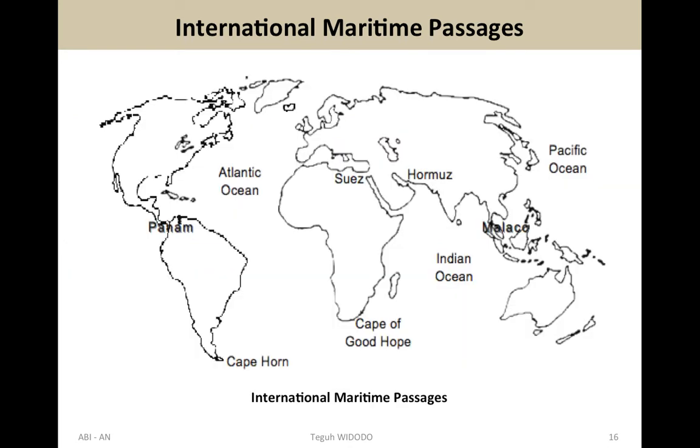And in this map, we can look at the international maritime passages. Panama is in South America, and then Suez in the Middle East, and then Hormuz also in the Middle East, and then Cape of Good Hope in South Africa, and then Malacca is located in Southeast Asia.